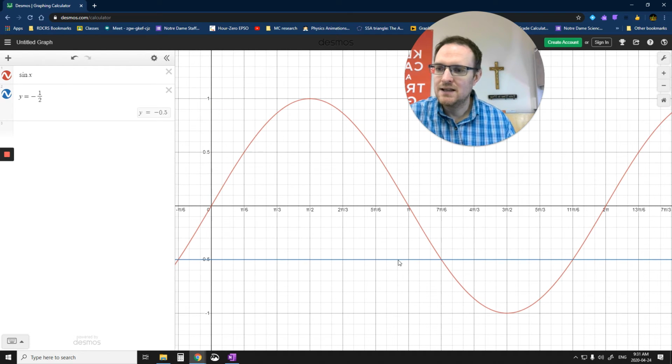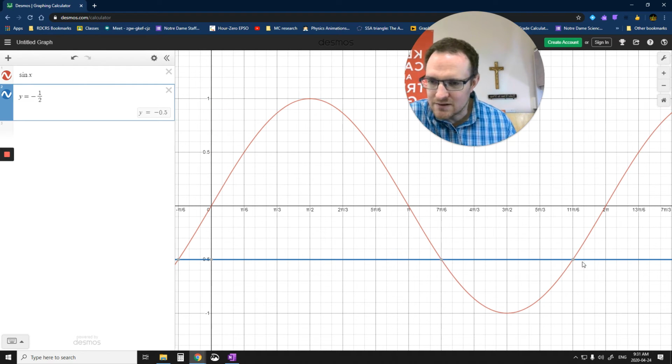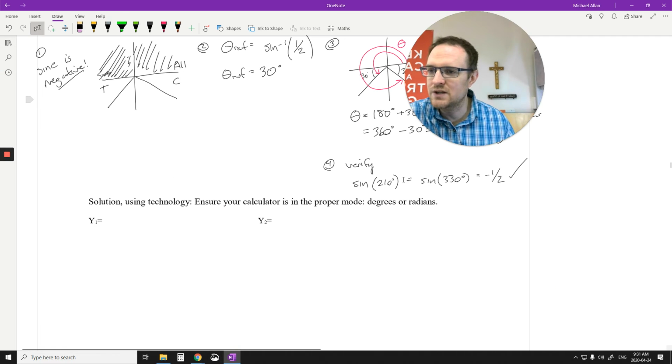And then if I click on one of the graphs, you notice that there are gray highlighted boxes, little dots, in all different places. They represent key points, like intersection points. You just click on them. So there are my two answers, 7 pi over 6 and 11 pi over 6, which we already knew.